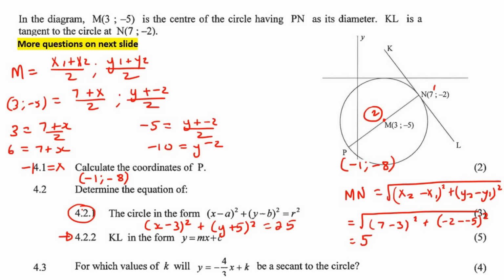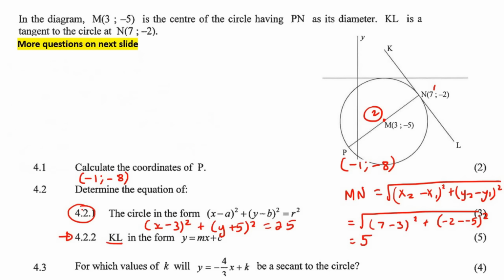Okay, and then this question says, find the equation of KL. So KL is this one, for how many marks? Oh, 5 marks. Lovely. In the form of y equals mx plus c. Very easy question, actually. What we should know is that when you have a radius or a diameter, and then you have a tangent, they always meet at 90 degrees. So we can say that the gradient of MN, which is this part here, multiplied by the gradient of KL will give us negative 1.